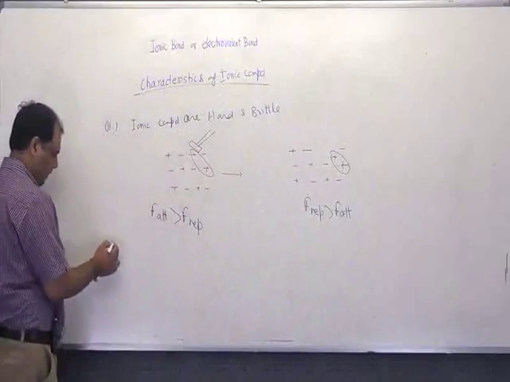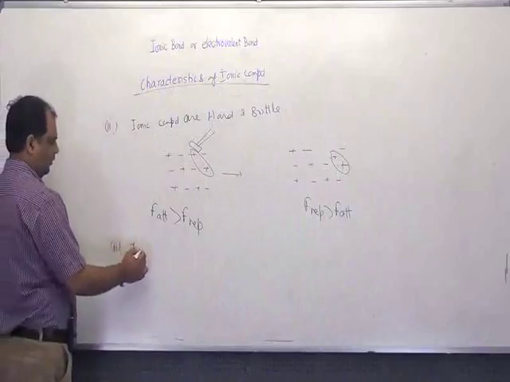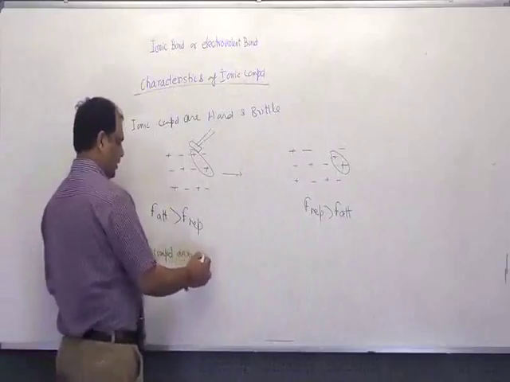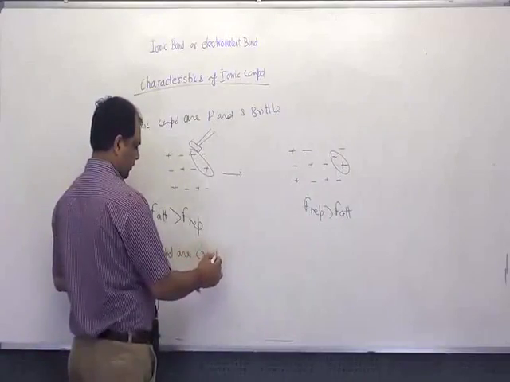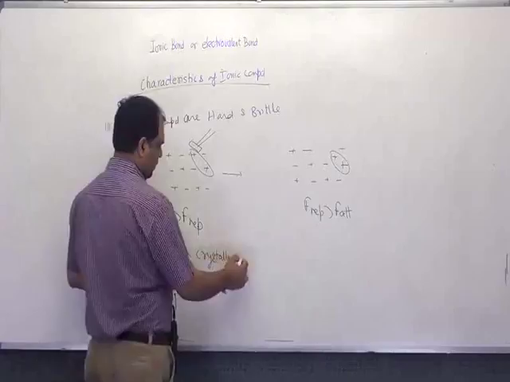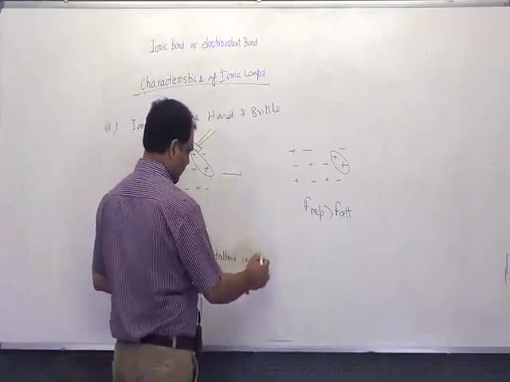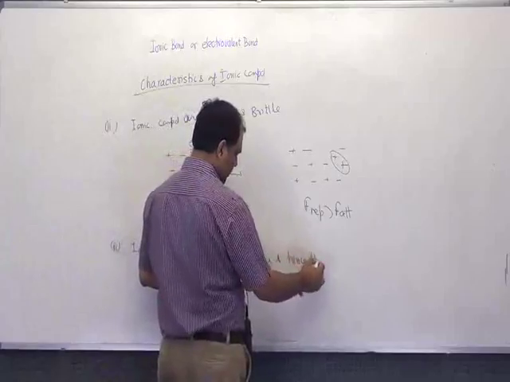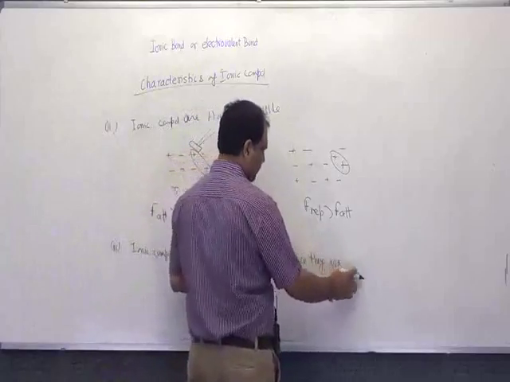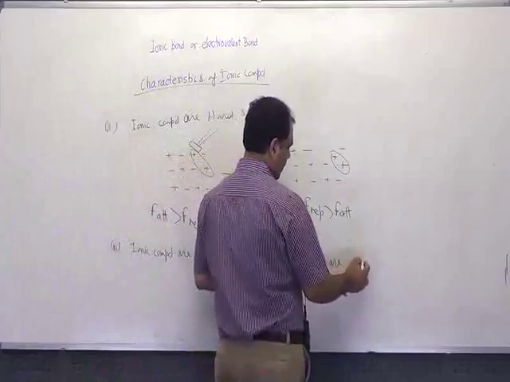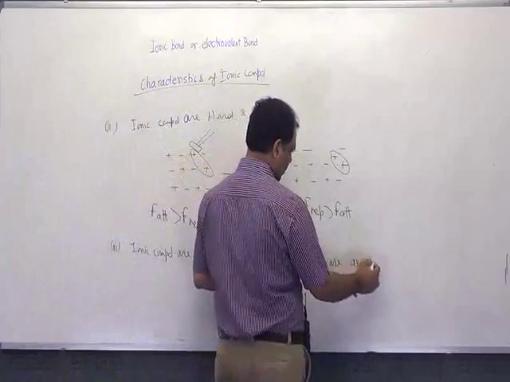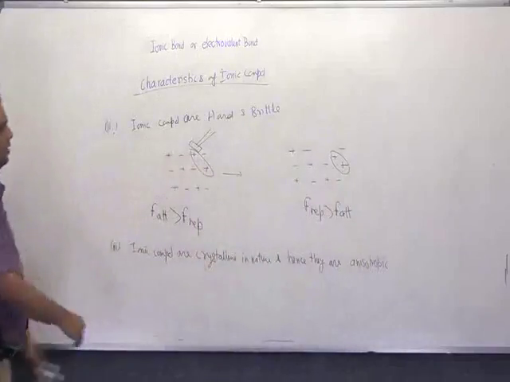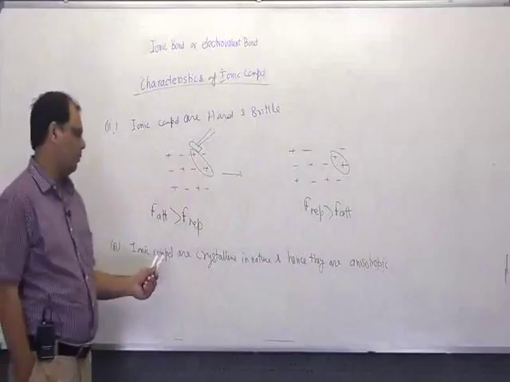Third condition, ionic compounds are crystalline in nature and hence they are anisotropic. Ionic compounds are crystalline in nature and hence they are anisotropic.